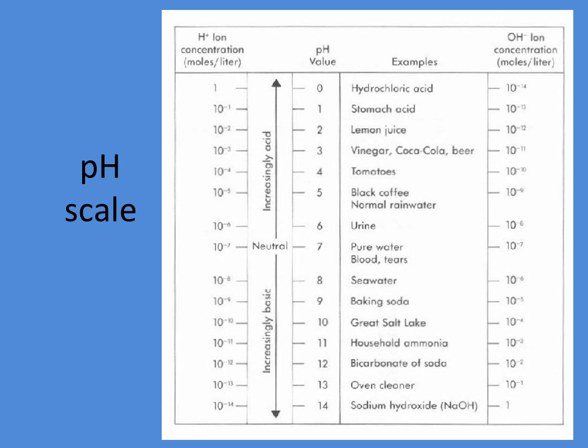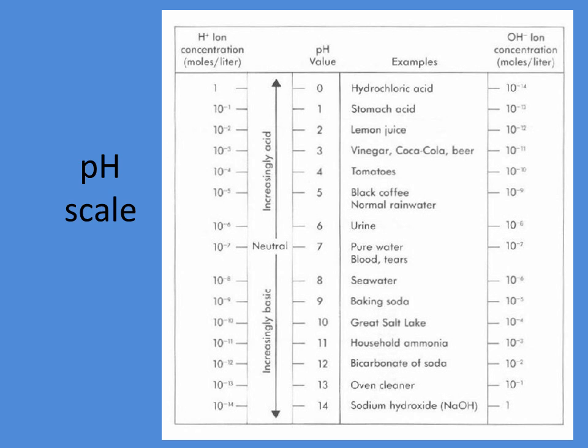So water is composed of equal amounts of hydrogen ions and hydroxide ions. The hydrogen ions are the H+, hydroxide ions are OH negative. And so when a molecule of H2O, that's water, breaks apart, you get one of these and one of these. So that's equal concentrations.